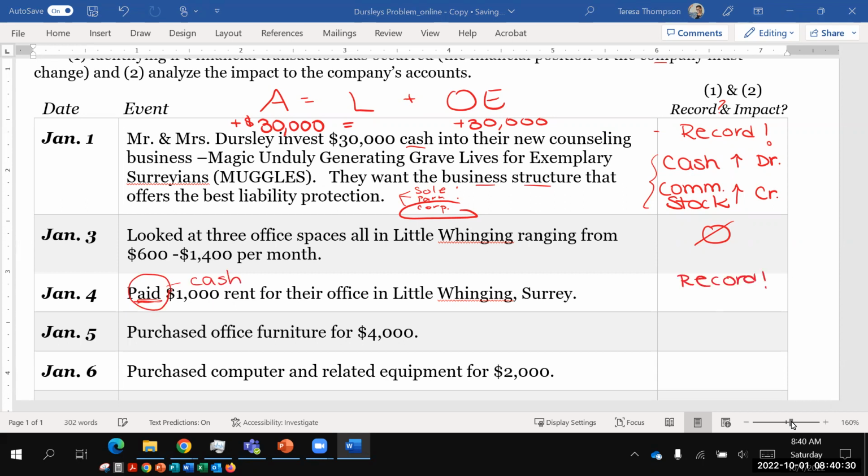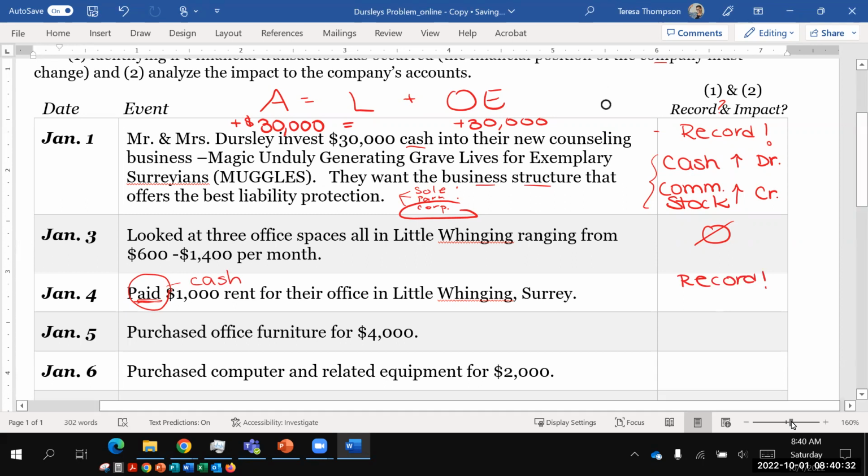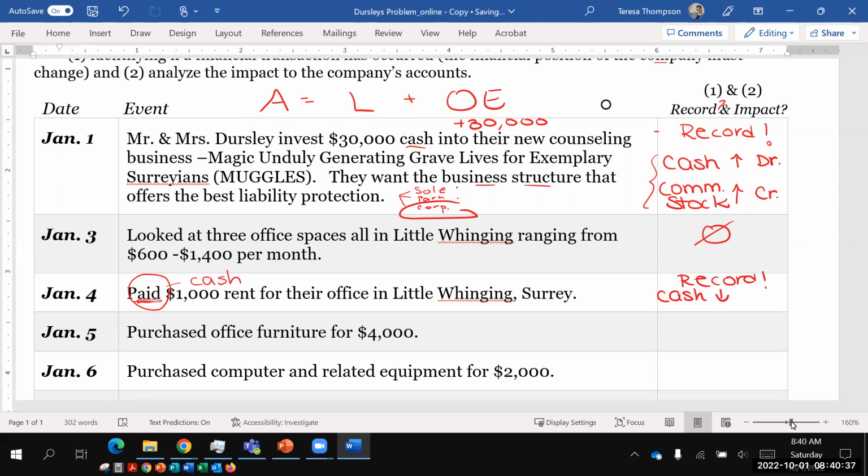Record. And one of the accounts impacted is cash. Cash is going to go down. So sad. So to decrease cash, you do the opposite, you credit. So minus 1,000. And it was rent. Rent is an expense. Expenses lower equity. So we still have the same value on both sides. So important. Expense, specifically rent expense. Rent expense is going to increase, and it does so with the debit.